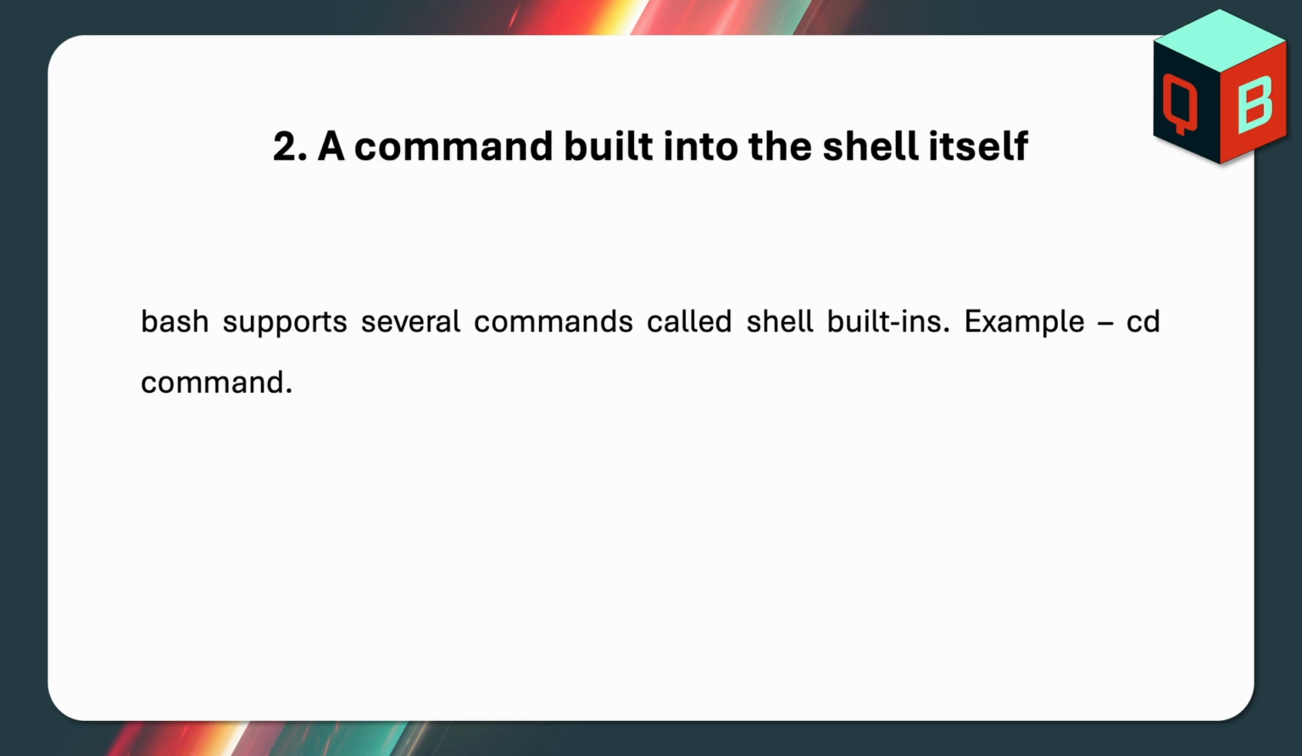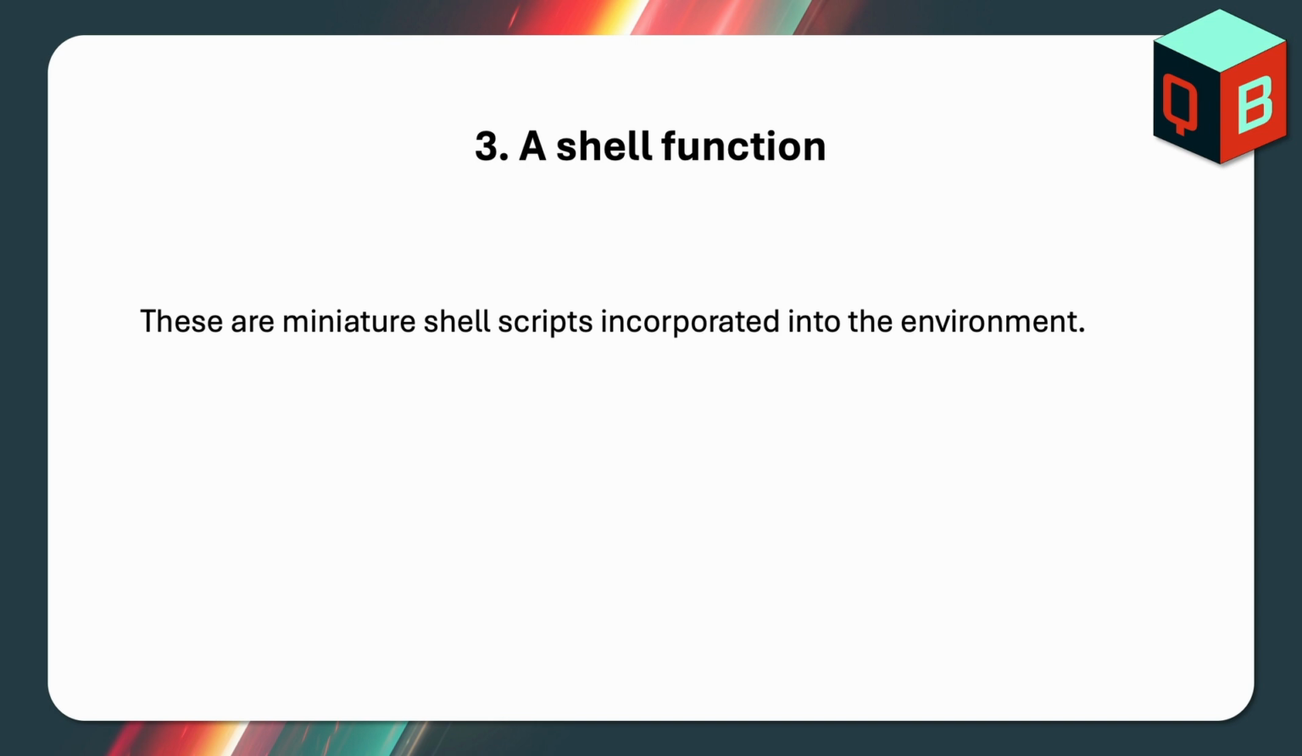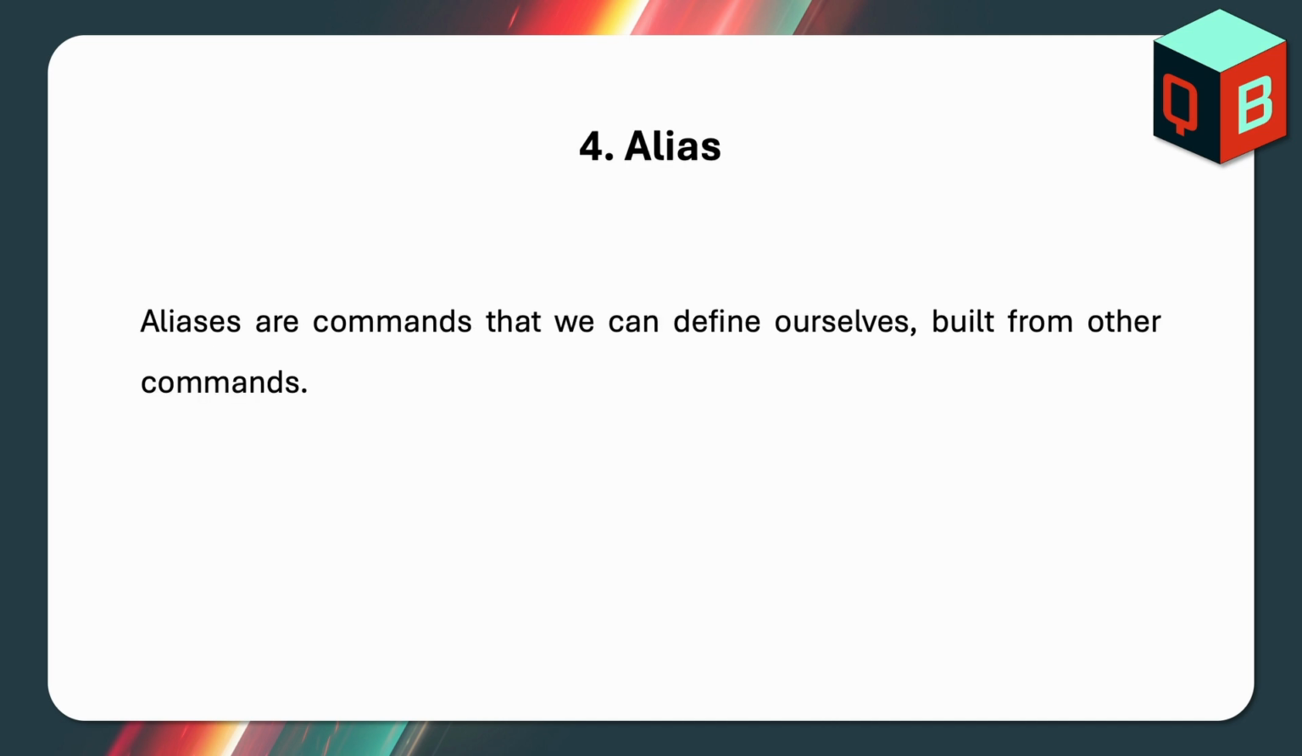Number two, a command built into the shell itself. These are called shell built-ins. For example, the cd command. Number three, a shell function. These are miniature shell scripts incorporated into the environment. We will learn to write shell functions later, but for now, just be aware that they exist. And lastly, number four, an alias. Aliases are commands that we can define ourselves, built from other commands.